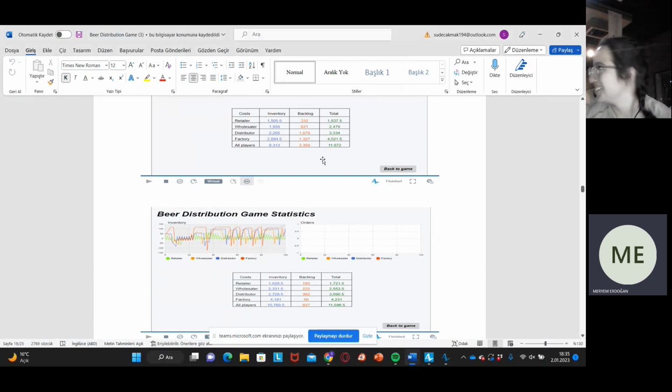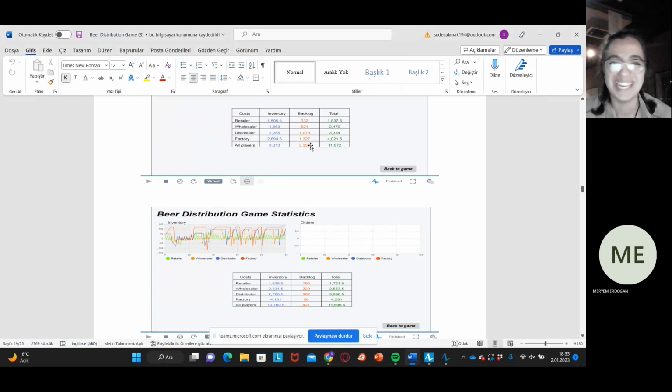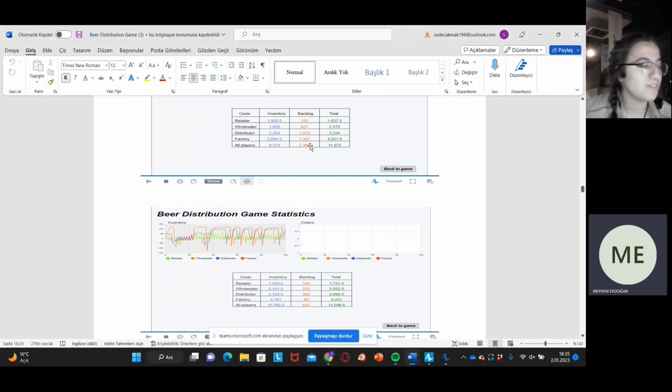Finally, when I examine the total cost, it seems that the cost of supplier, wholesaler, and distributor decreases, while the total cost of the factory increases. The reason for this increase is the increase in factory inventory, but the overall cost has decreased when all players are considered.